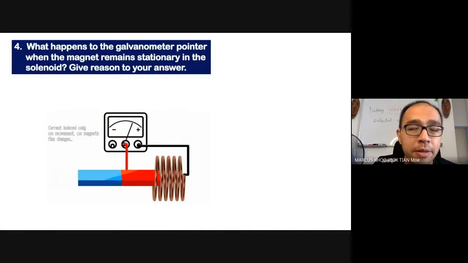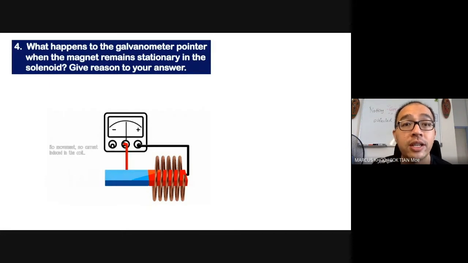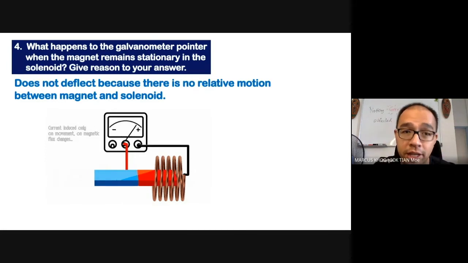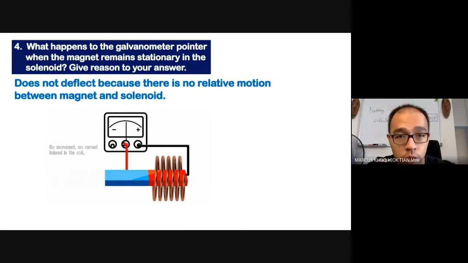Number 4, what happens to the galvanometer pointer when the magnet remains stationary in a solenoid? Question you need to ask, is there a movement or not? Kau kasih masuk tapi kau kasih stop. Is there a movement? Of course, there is no movement. No movement means no deflection. There is no deflection because there is no relative motion.